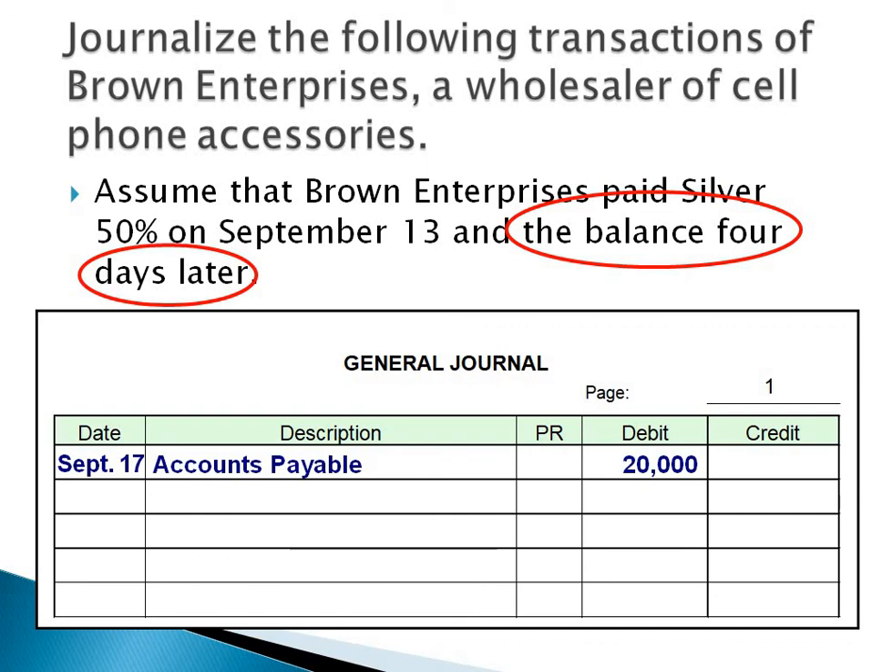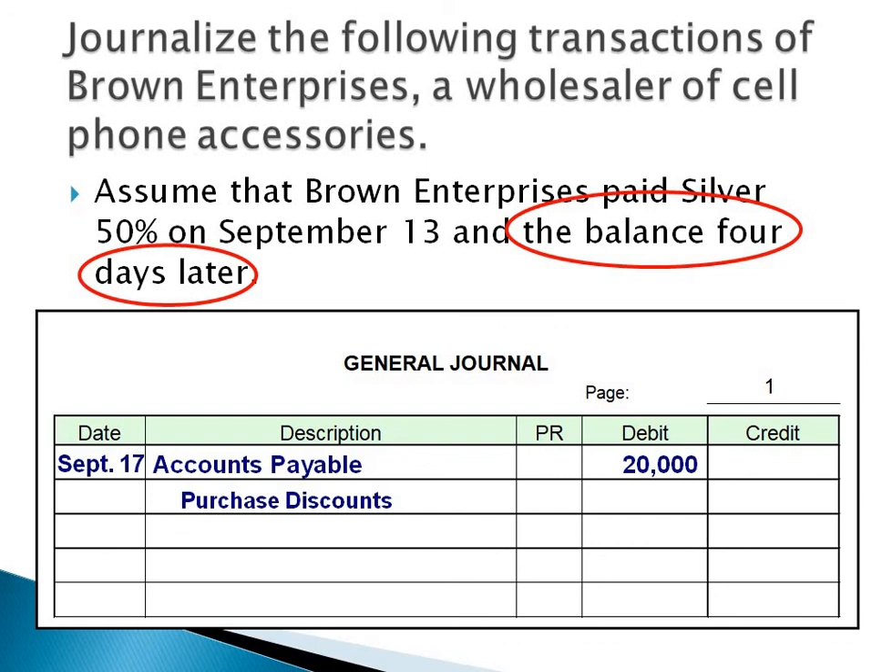Of course, from Silver's point of view, that discount is called sales discount. But from Brown's perspective, that is purchase discount, the normal balance of which is credit. But how much must be the credit to purchase discount? Just like what I discussed in part 4, many students commit a mistake in computing the amount of the discount in this type of transaction.